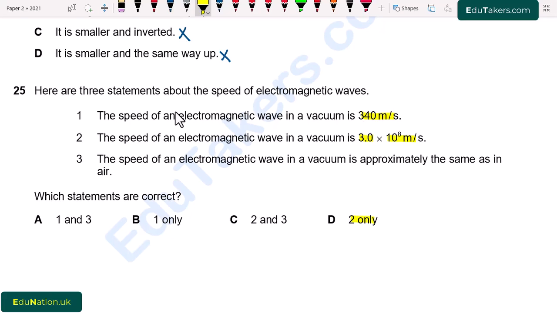So here we can see that electromagnetic waves travel in vacuum with the speed of light, which is 3.0 × 10^8 meters per second. So the second statement is correct but not the first, because the first shows the speed of electromagnetic waves as 340 meters per second, which is not correct. And the third statement is that the speed of electromagnetic waves in vacuum is approximately the same as that in air. So it is also correct. It means that statements 2 and 3 are correct, and option C shows 2 and 3.